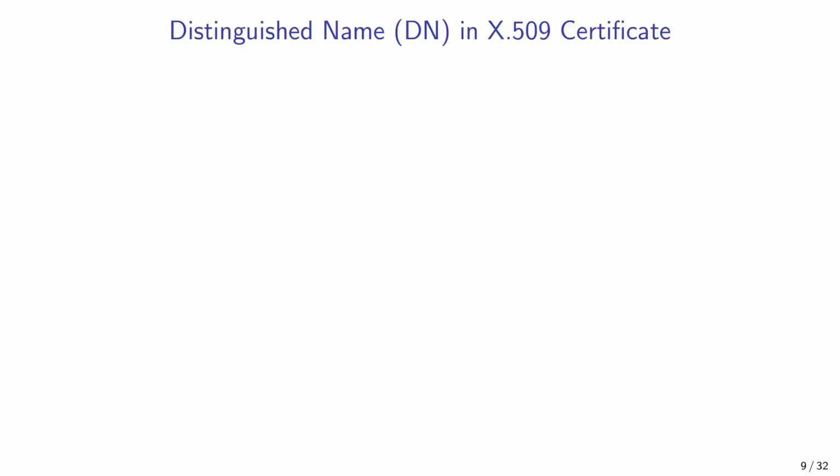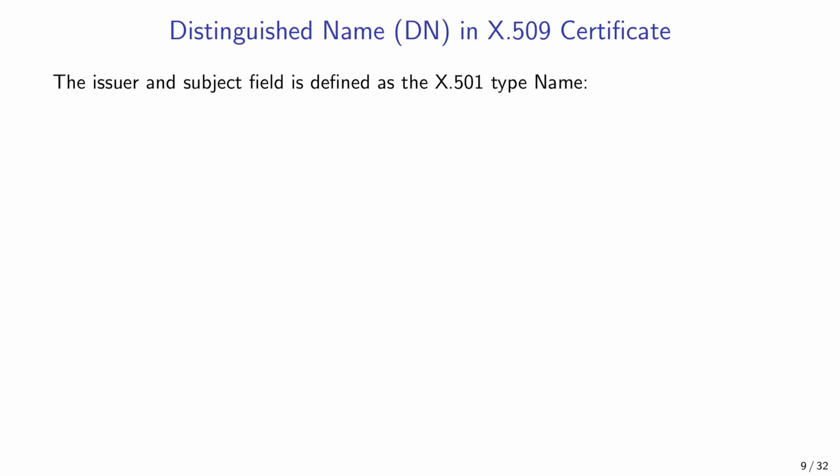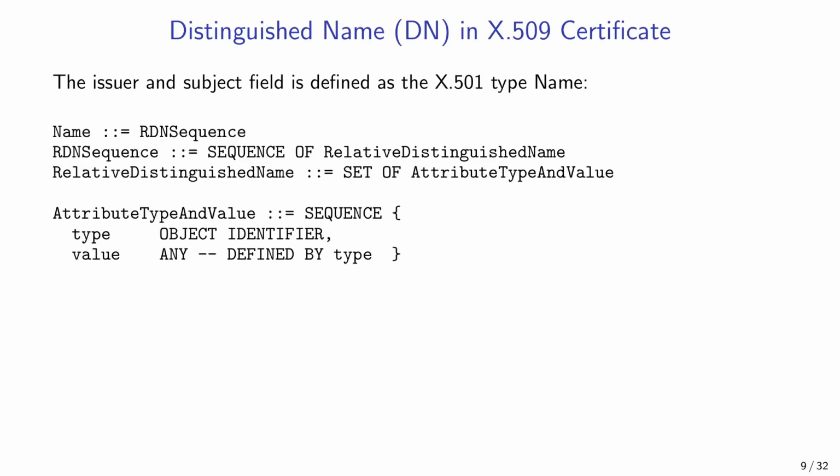Now, the question is, how do we actually identify the issuer and subject in the certificate? And this is where the type distinguished name comes into play. The standard says that the issuer and subject field is defined as the X.509 type name, defined by the following ASN1 structure. So here is a sequence with several sets. Each set contains a sequence which has a type and value. The type is identified by an object identifier. The data type of the value can be any, but usually contains some printable data.